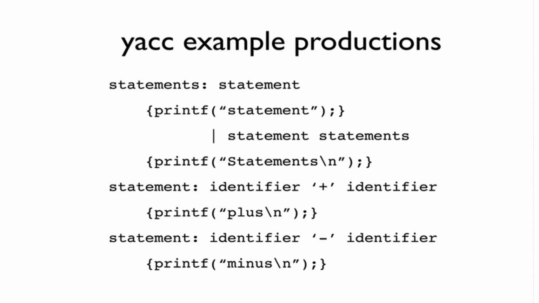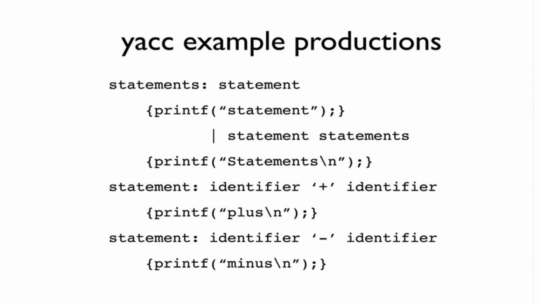So suppose this is the grammar. This statements is a non-terminal. Fine. Then this statement is another non-terminal. In the grammar, instead of the arrow, you need to write a colon here. Fine. So statements, colon, statement. So this is one production. And in curly brackets, you are writing the action. Okay, the semantic action, what you need to do.